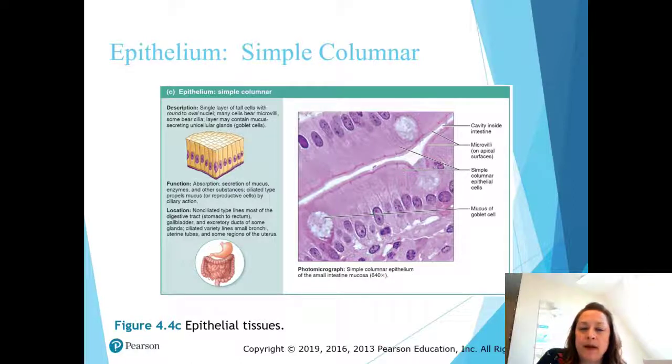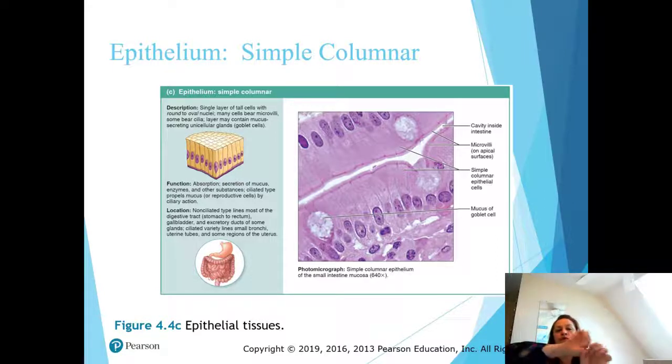Notice a couple of new words here, ciliated and non-ciliated. Cilia is going to be these wavy extensions of cytoplasm that move stuff along. So the ciliated type under the function paragraph says that it propels mucus. Now, if you're going to find it in the small bronchi in your lungs, it's going to push the mucus up out of your lungs, right? That's what the cilia is for.